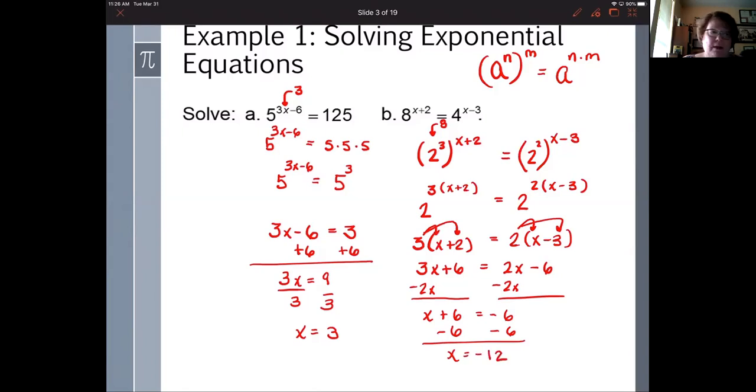And I can check this to make sure that this is the correct solution, by replacing the x in each of my exponents with a negative 12 and see if it checks, and it does check. So my solution is negative 12. All right, so this is the matching base technique, where I get the base on the left-hand side of my equation to match the base on the right-hand side of my equation.